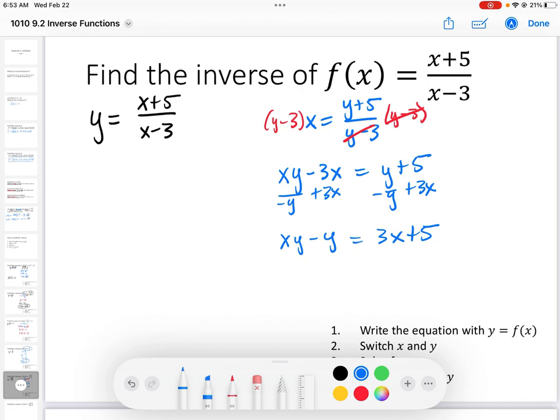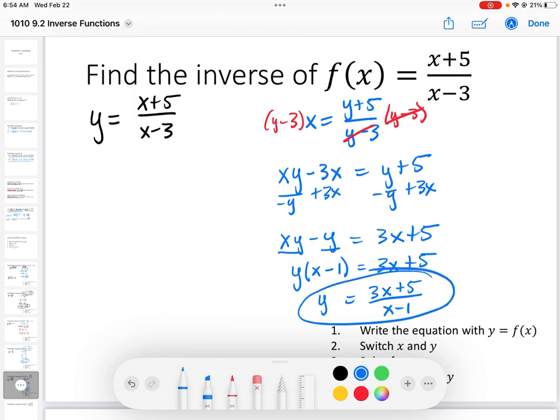So in order to fix this problem, I'm going to factor out a y that they have in common, which leaves me with y times (x minus 1), because both of these terms have a y in common. And this is going to equal 3x plus 5. Then to get y by itself, I'll just divide by x minus 1. And I end up with y equals (3x plus 5) divided by (x minus 1). And this is my inverse function.